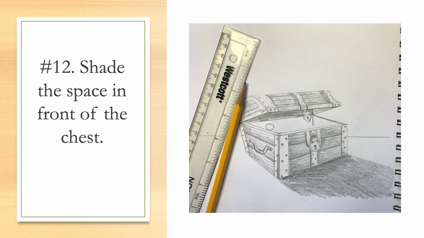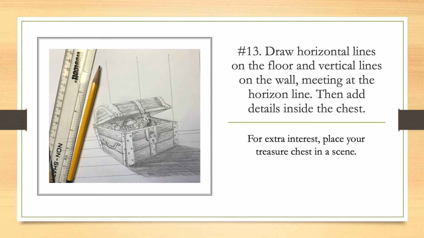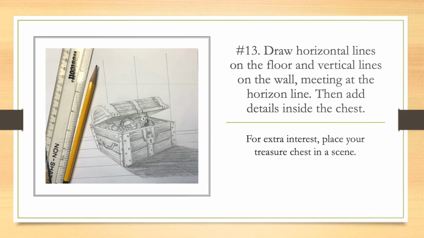Number 12, shade the space in front of the chest. That's because we determined that the light source was up and behind it, so that shading is in the front to the right. Number 13, draw horizontal lines on the floor and vertical lines on the wall, meeting at the horizon line. Then add details inside the chest.